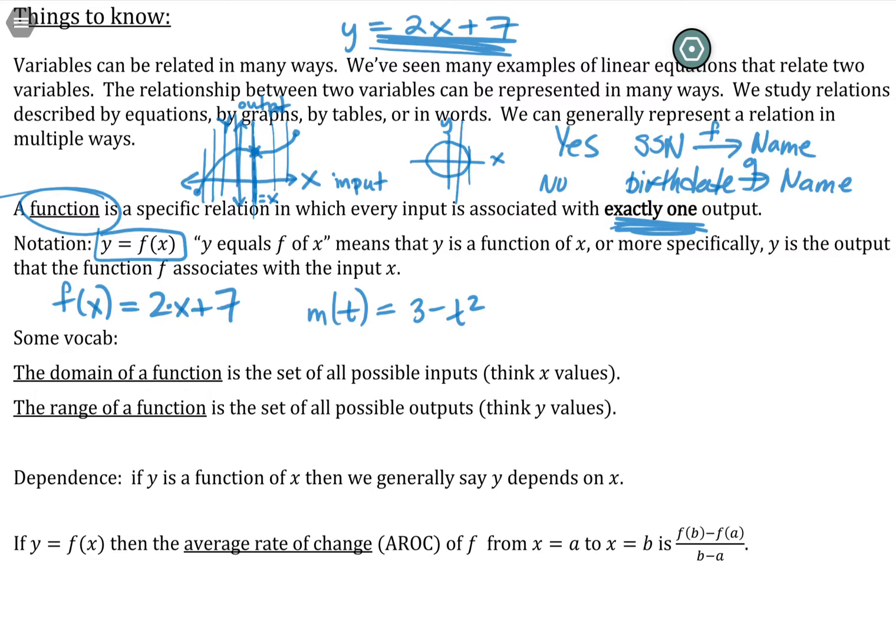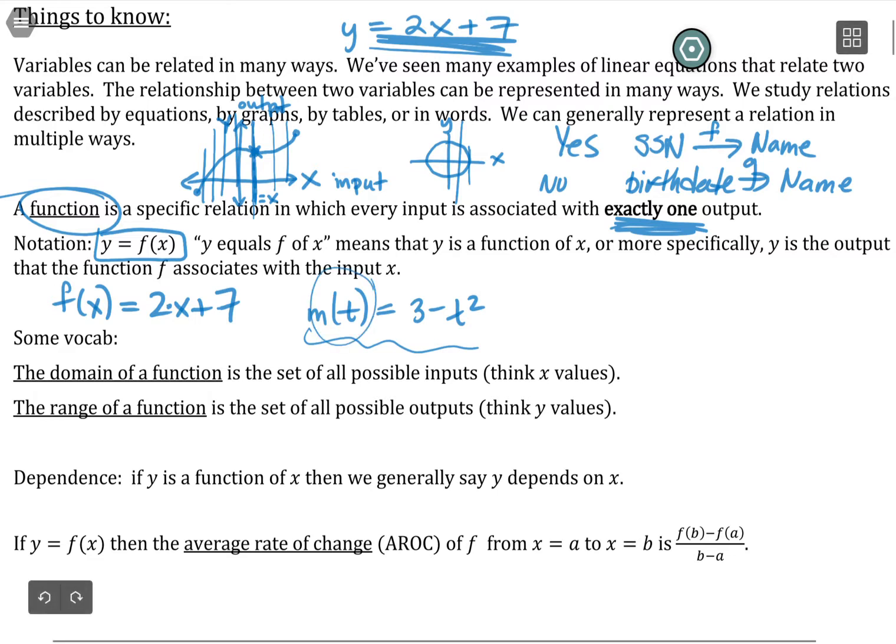Okay, so in my more general thing, y equals f of x is how I would read off this first part. And what it tells me is that y is the output you get from function f if you input x. So when I'm looking here, m of t is the same as y. So whenever you see f of x or m of t or g of x or whatever it is, that is your y. So here, m of t is the output that I would get if I plugged in a t value.